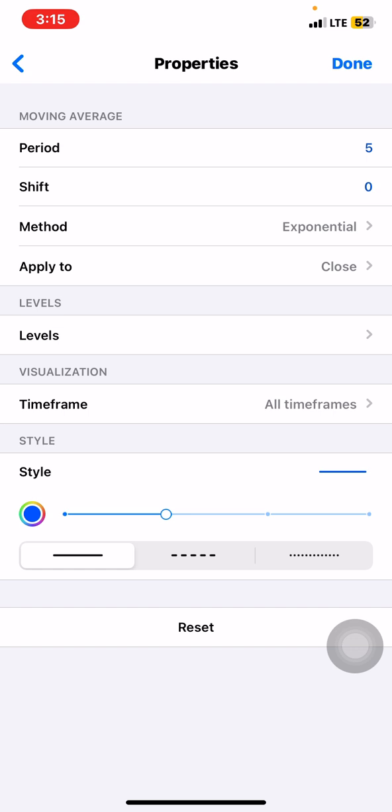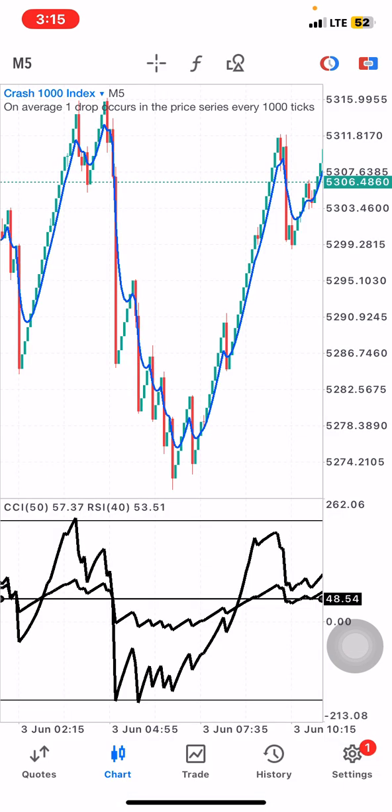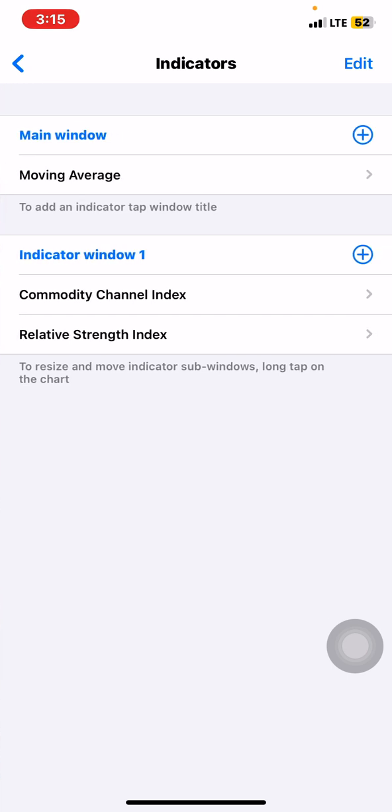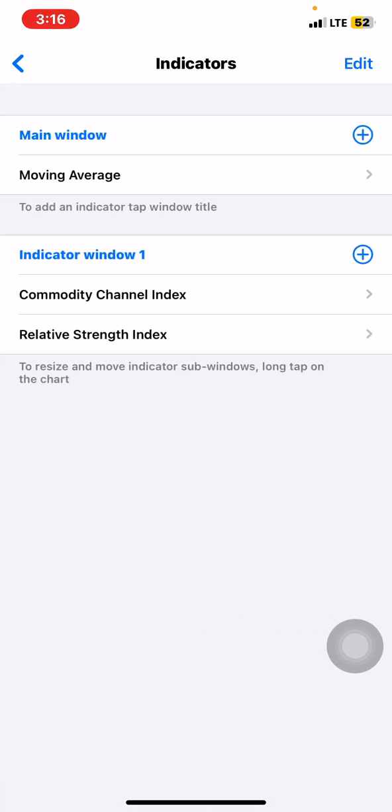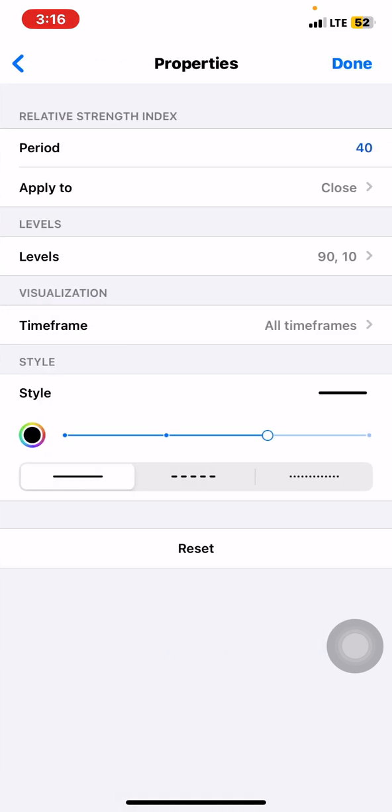2 pixel and blue color, done. Then you go to the second one, you open indicator window 1, Commodity Channel Index period 50, Commodity Channel Index period 15, apply to close, level is unneeded, keep it at all time frame, 3 pixel black color, done. Go to the last one, which is Relative Strength Index period 40, apply to close, level 90 and 10, time frame, keep it at all time frame, 3 pixel black color, done.